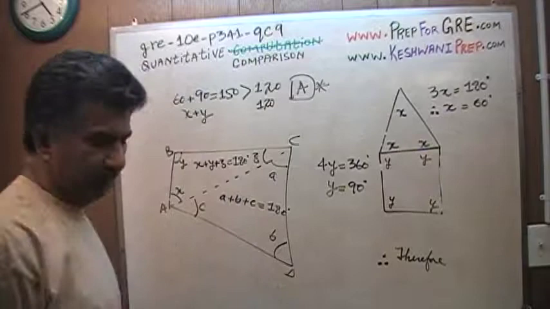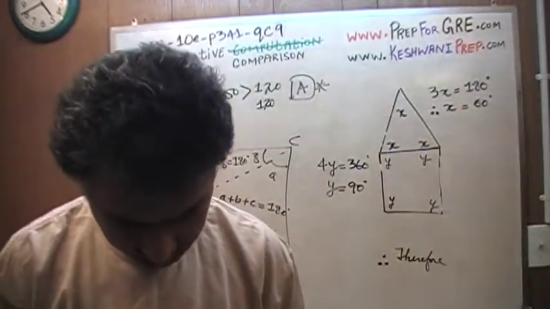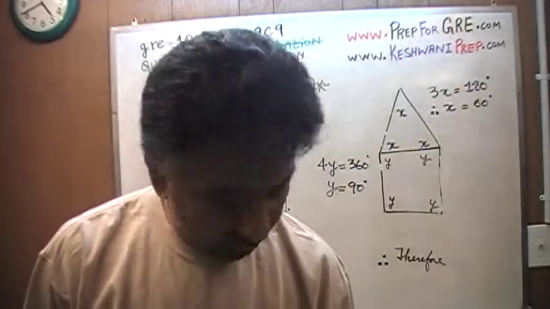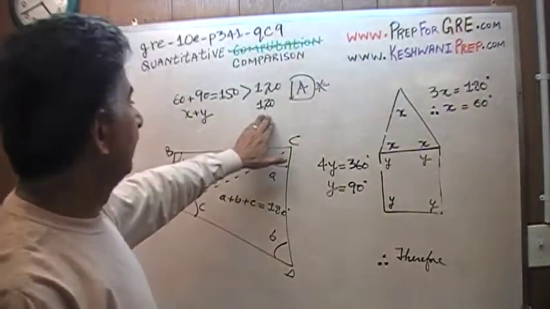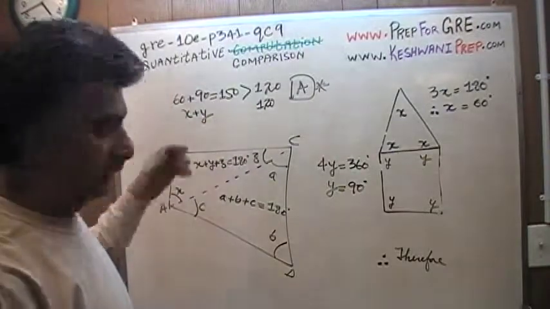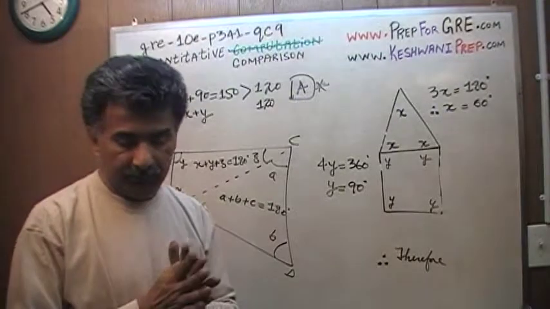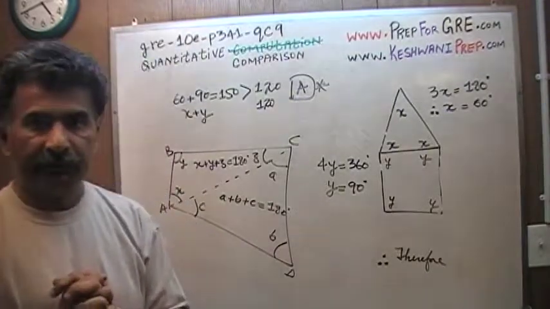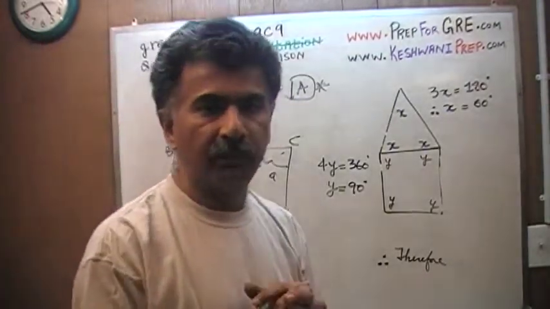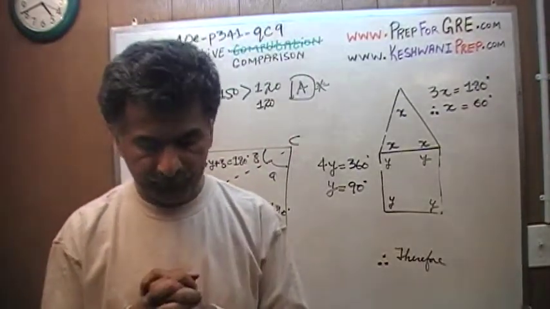That's it, we are done. The answer is A. Because 60 plus 90 is 150, and on the other side we have 120, and of course 120 is less than 150. Therefore, the quantity in column A is bigger. That's all. That's all there was. Pretty straightforward, simple problems. 72% of people who took the exam had no trouble whatsoever with it. Only 28% have missed it.